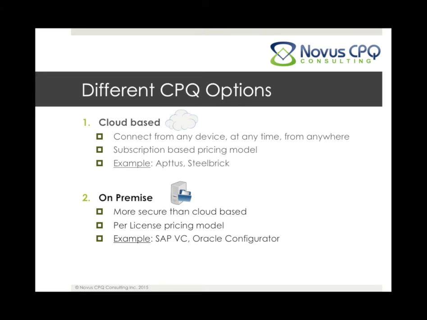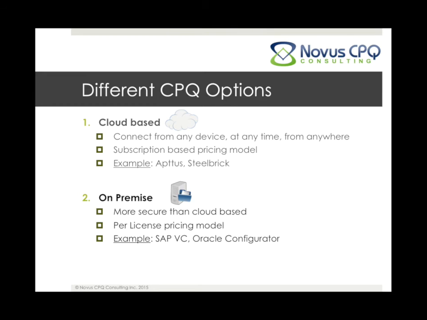Now, when you look at the software and especially when you look at the tool part, how can you get these tools today? There is a cloud-based version of CPQ tools which becomes more and more popular because you can connect from any device at any time from anywhere. They have subscription or usage-based pricing models. Two examples, pretty popular right now, especially with Salesforce.com, are Apttus and Steelbrick, since they both received some funding from Salesforce.